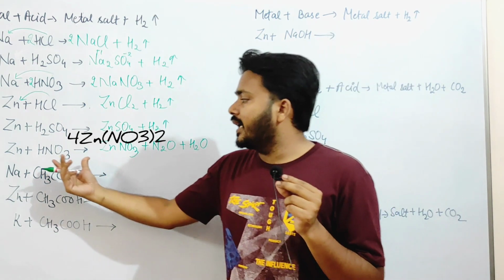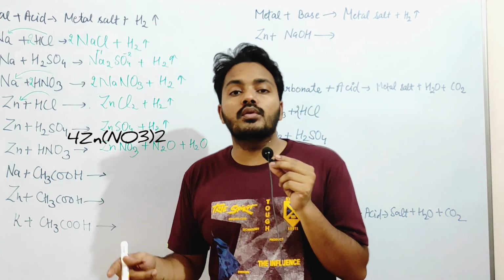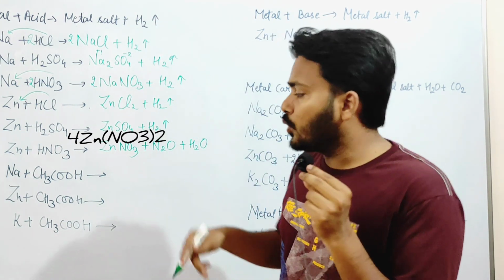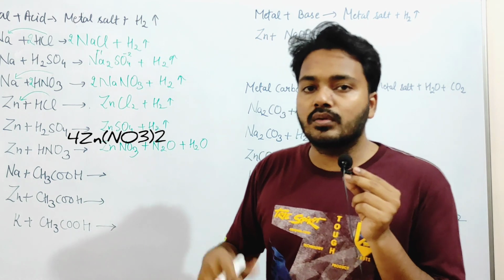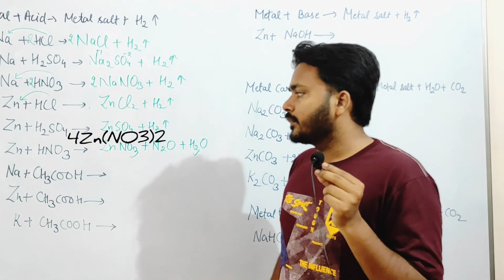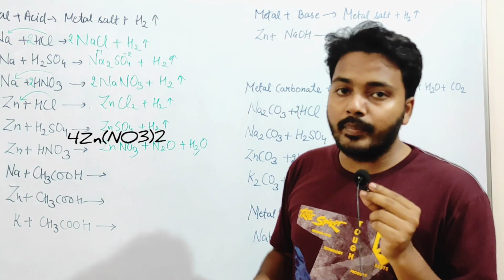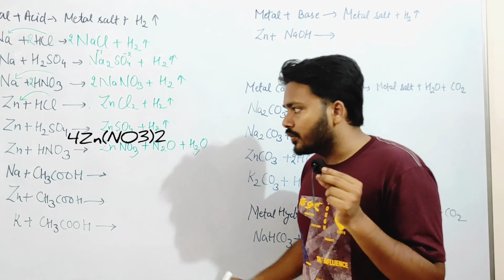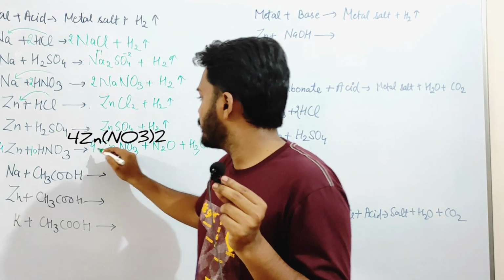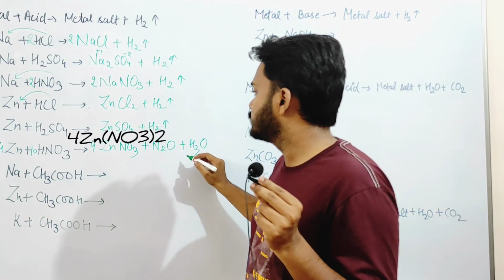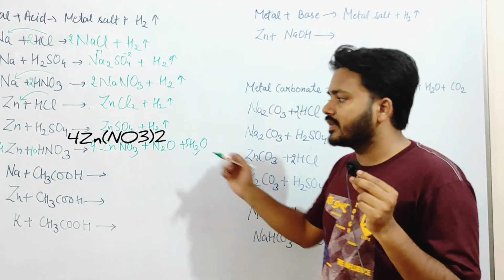The simple answer is nitric acid is an oxidizing agent. It will provide oxygen to another species. Suppose in this reaction hydrogen is formed. So nitric acid will provide extra oxygen so that water will be formed. So in this reaction, nitric acid with zinc, hydrogen is not formed. Instead of hydrogen, water is formed. So let's balance this reaction also. Now this is the balanced reaction.